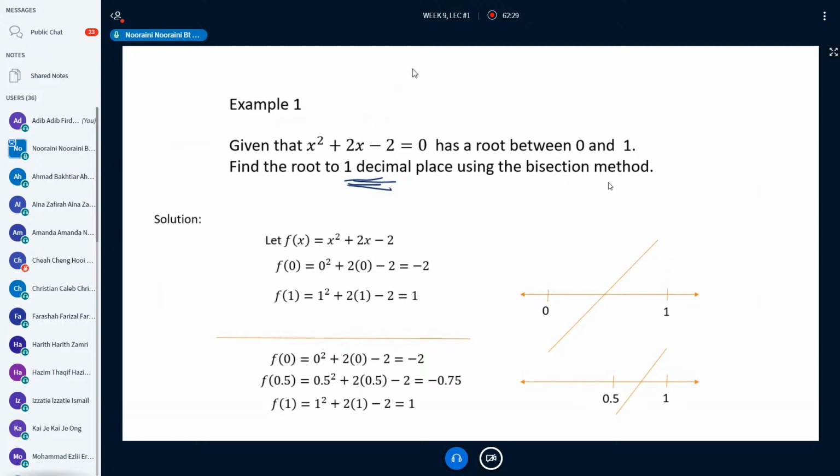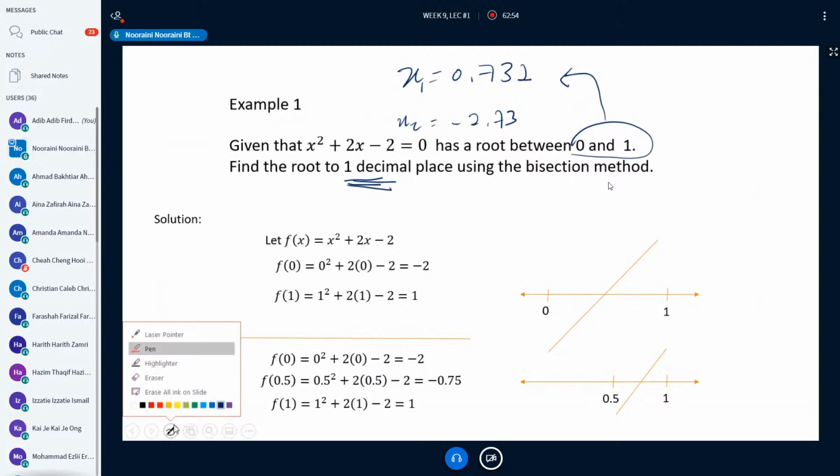It should be the answer from the calculator. The root is 0.732, while the second one is negative 2.273. So between 0 and 1, basically this should be the answer.